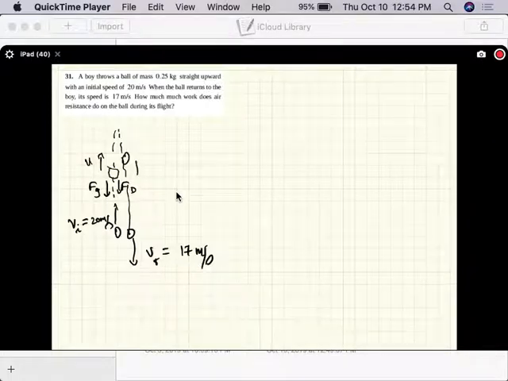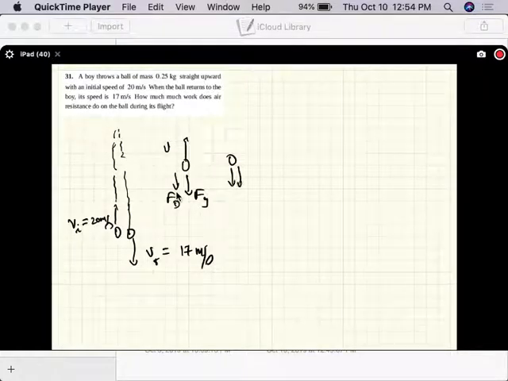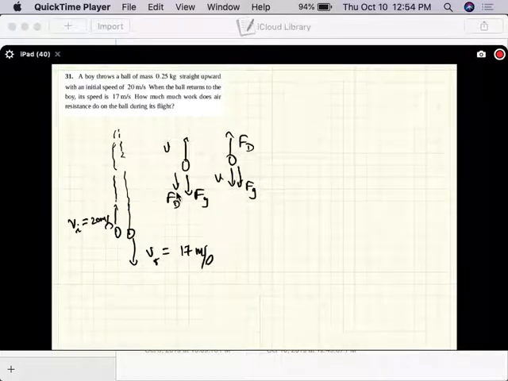So when it's falling down, gravity is in this direction. Okay, this diagram is getting messy. I'll draw it separately. So when it's going up, here's the force of gravity and here's the drag force. And when it's falling down, there's the force of gravity and there is the drag force. But the point is there are only two forces acting on it through its entire motion.